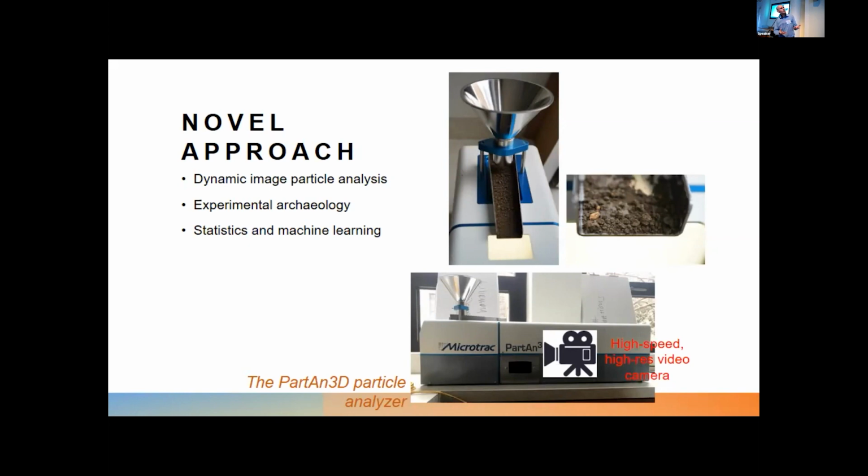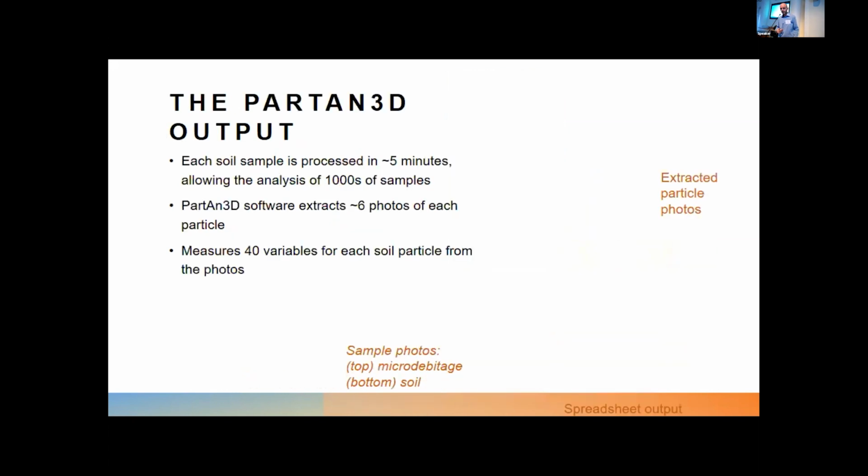Now, I also use experimental archaeology to know what I'm looking for, so I'll explain that in a minute. And then most importantly, and this is where I've been working over the past 2 years with the DSI, I use multivariate statistics and machine learning algorithms to analyze this data for particles of interest.